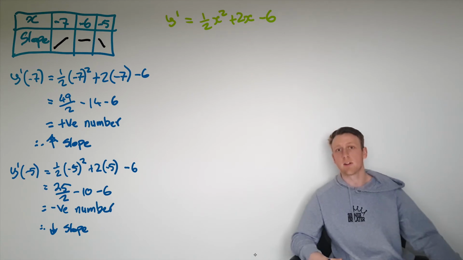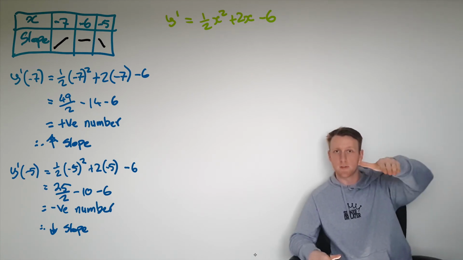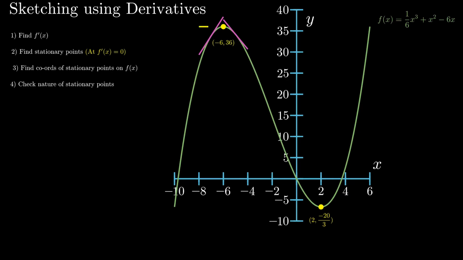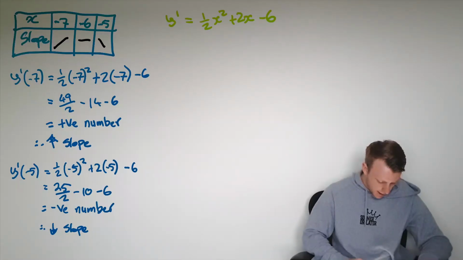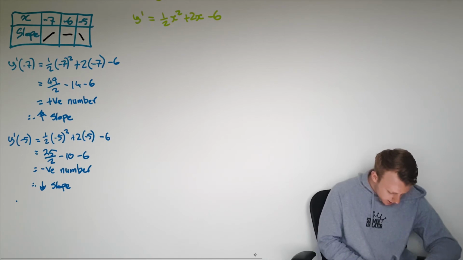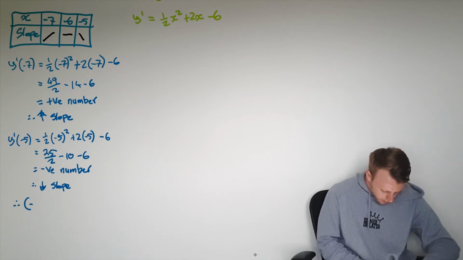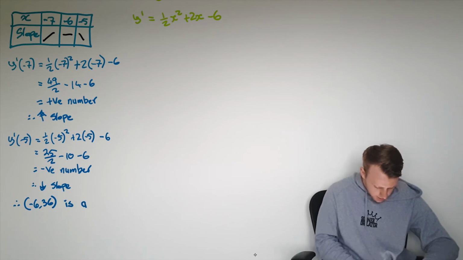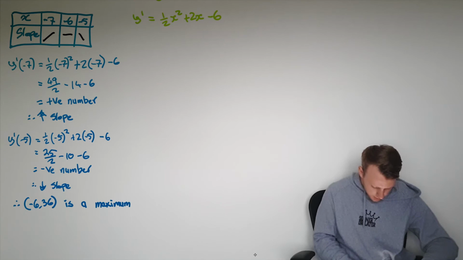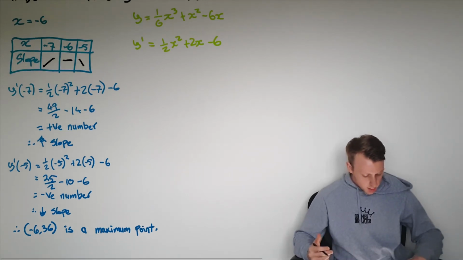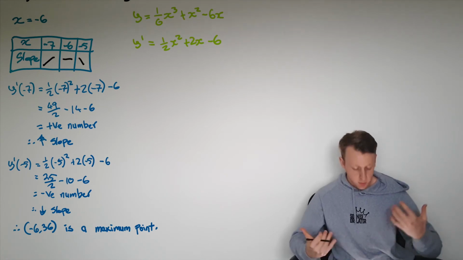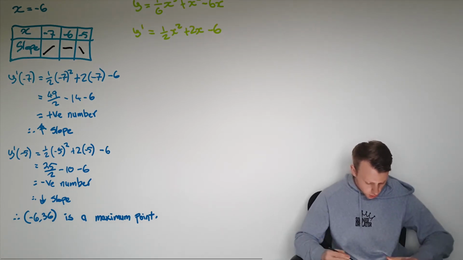And so if my gradient was increasing, then it was flat, then it was decreasing, that implies that I've got a maximum point. So I say, therefore the coordinate of -6, 36, is a maximum. It's a maximum point. So that was for x being equal to -6. Let's have a look at x being equal to 2.